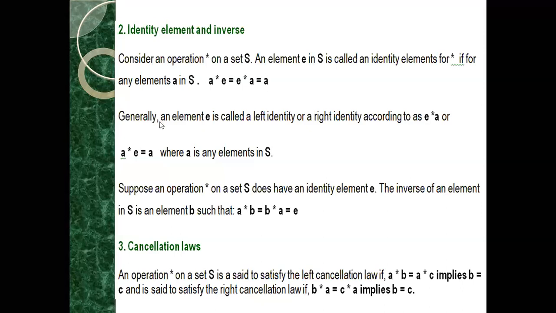Generally, an element is called a left identity or a right identity according to whether E star A or A star E is equal to A. So this is the left identity element and this is the right identity element, where A is any element in S. Suppose an operation star on a set S does have an identity element E. The inverse of an element in S is an element B such that A star B is equal to B star A is equal to E.